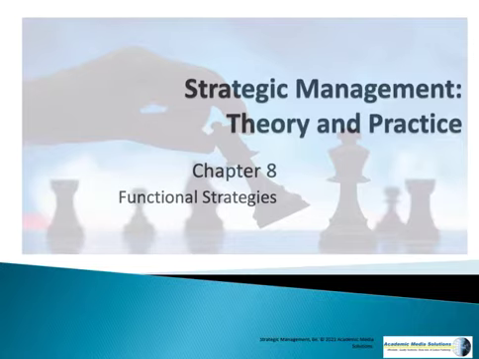In Chapter 7, we discussed strategy at the business unit level. Each business unit within a corporation, sometimes there's just one, but often more than one, has a different business strategy. This is also called the competitive strategy. Now, for each business unit, you have different functional areas, such as marketing, finance, production. Each of these functional areas has strategies as well. And that's the topic of Chapter 8.